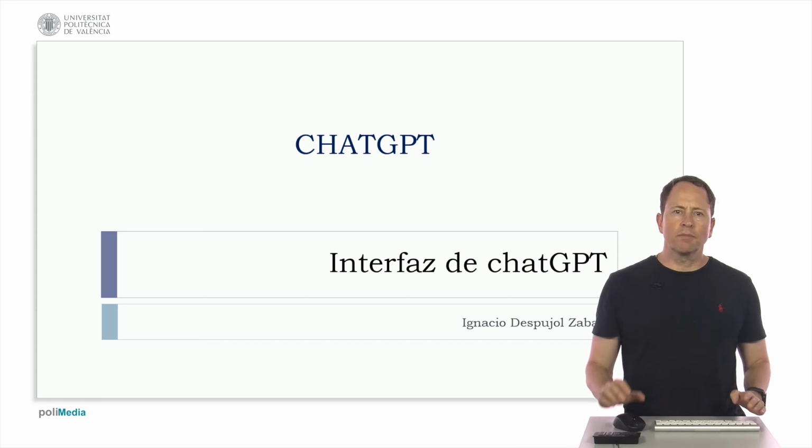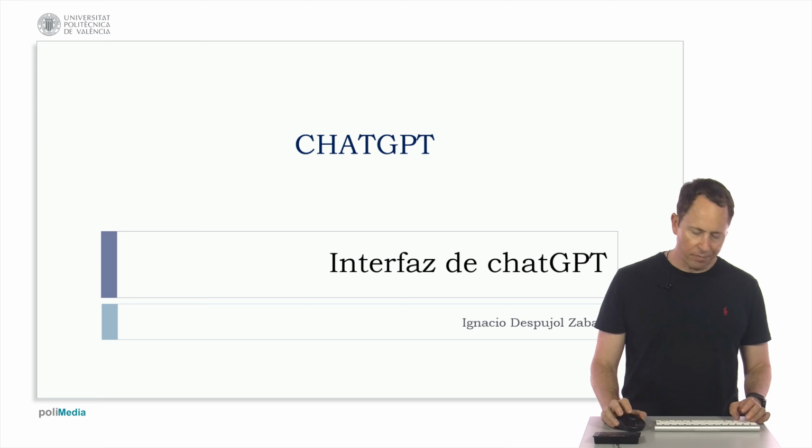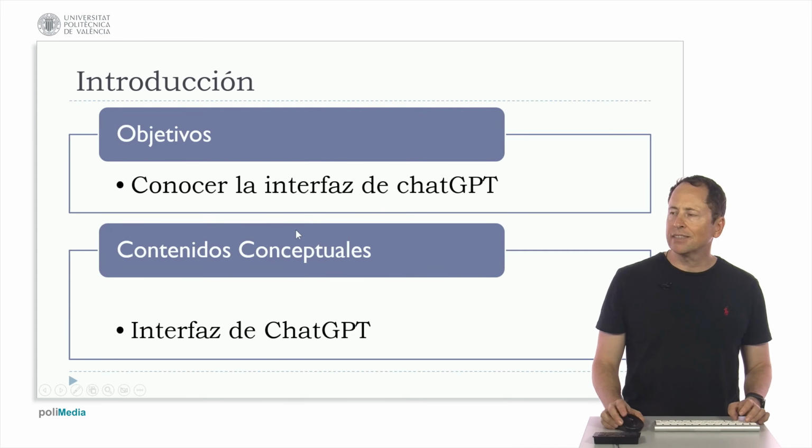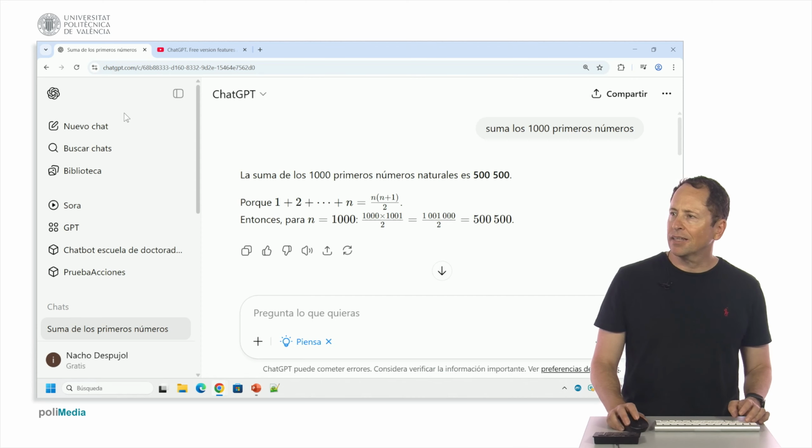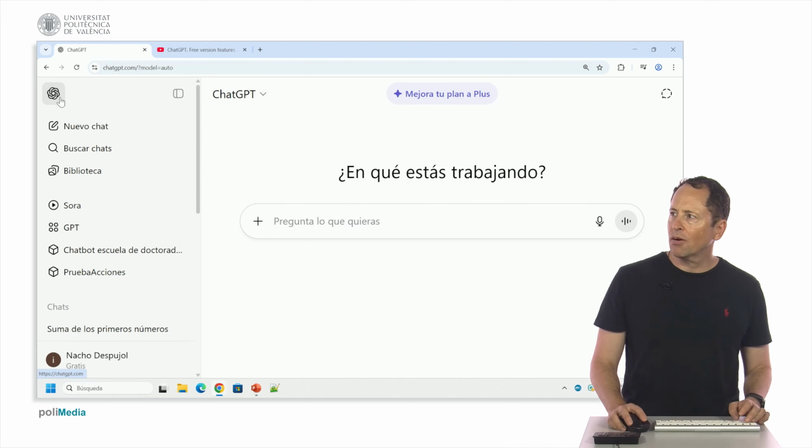Let's take a closer look at the configuration options in the ChatGPT interface from OpenAI. The objective is that you know this interface. Let's start on the top left of the interface. Both the logo and the new chat tab allow you to start a new chat.